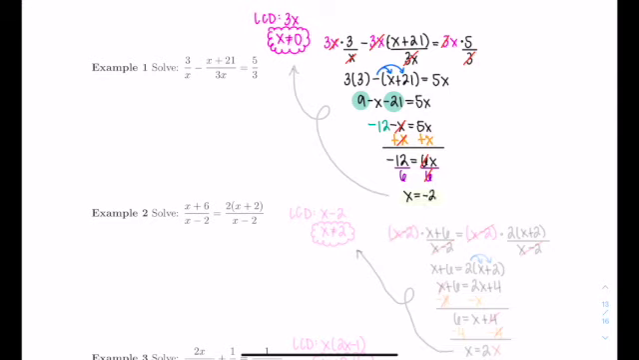Once we've gotten an answer for x, or answers for x, we want to make sure that it doesn't contradict what we said x was not allowed to be. So once we're done, we just go ahead and compare it with what I said I could not have, which was 0. And since it's not 0, we can accept this as our solution. So x equals negative 2.